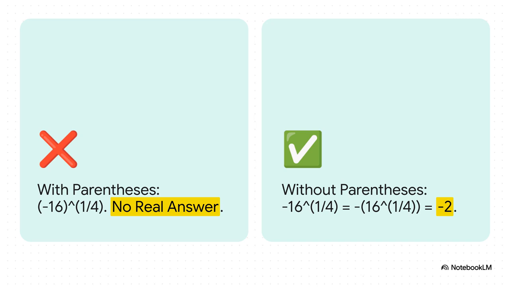But look at the right. There are no parentheses. That means the exponent only applies to the 16. So you do that first. The fourth root of 16 is 2. Then you apply the negative sign at the front. The answer is -2. See?